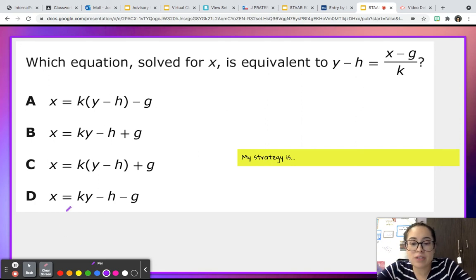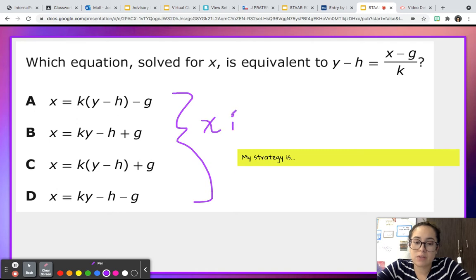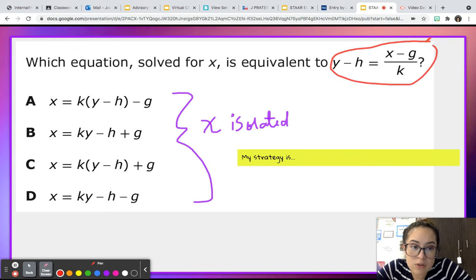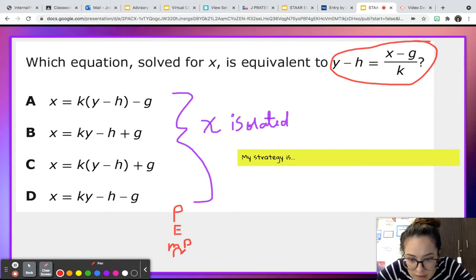Okay, if you notice your answer choices, x is isolated. So because x is isolated, I need to think to myself, all right, if x is isolated, then that means I need to isolate x in my original equation, okay? So I gotta think of inverse operations. So if I think of PEMDAS, I gotta work backwards. So we usually go top bottom, but now we're gonna go bottom up.